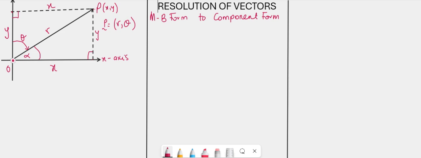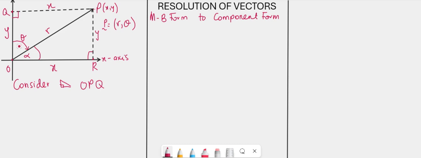So our first right angle triangle, we can have OPQ. Let's call this point Q. And then our second right angle triangle, OPR. Good. Now, if we consider the right angle triangle OPQ, theta is the angle in question. And so x becomes our opposite, y becomes our adjacent, and r becomes our hypotenuse.